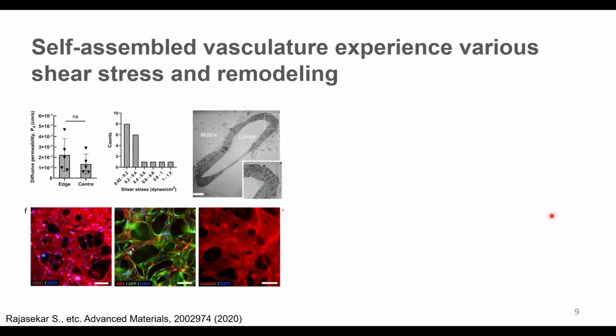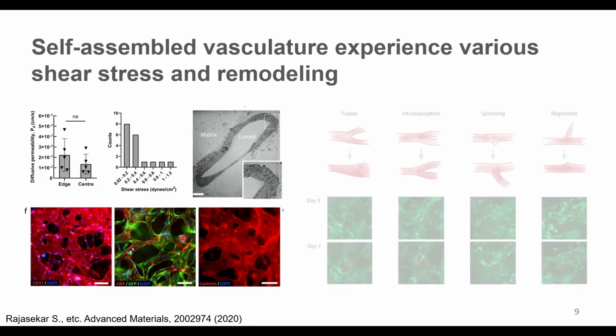Now, because this is based on self-assembly, the endothelial cells can wrap around themselves or around each other to form these microvessels with these open lumens. But you do get this broad range of diameters, and because of that, there is a broad range of shear stress that the cells will experience.